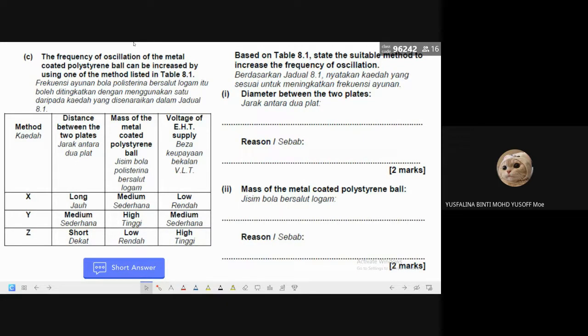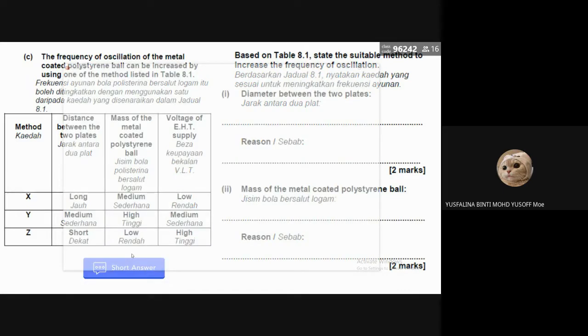Okay, so this one I want you to try to answer. So you need to know what is actually the purpose of it. The purpose is to make sure that the frequency can be increased. Frequency of oscillation means the swing, the number of oscillations will be increased. So how do you want to increase the number of oscillations per second? Okay, so try to answer this one.